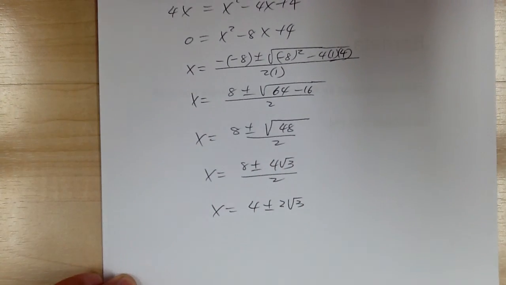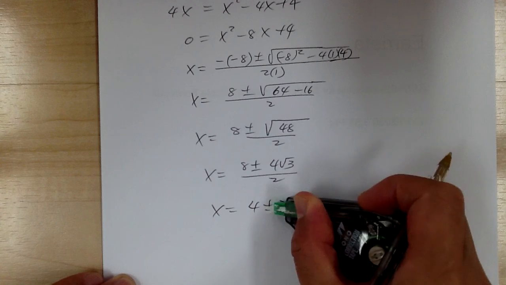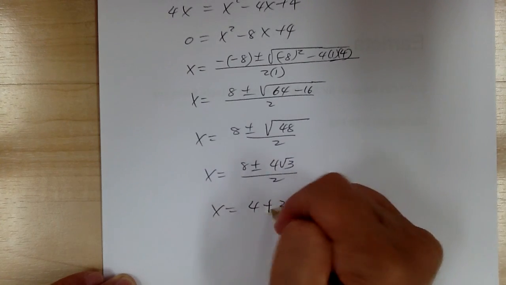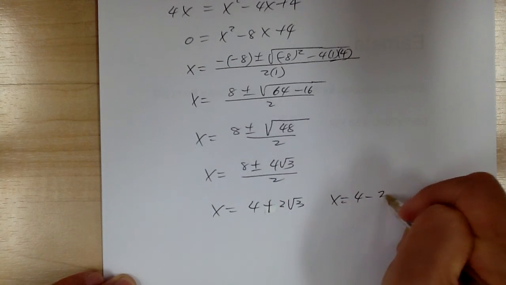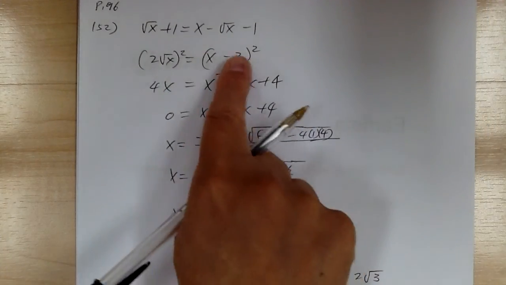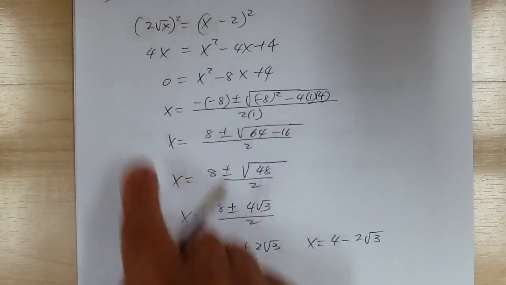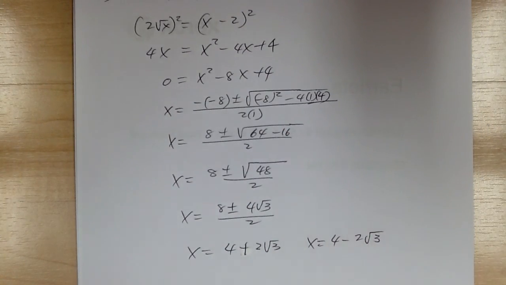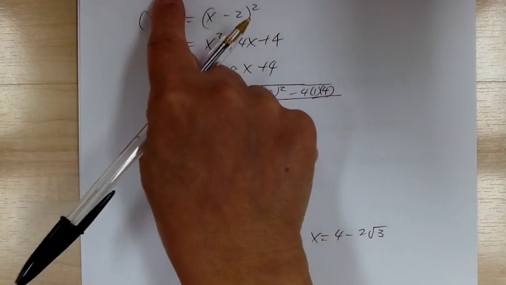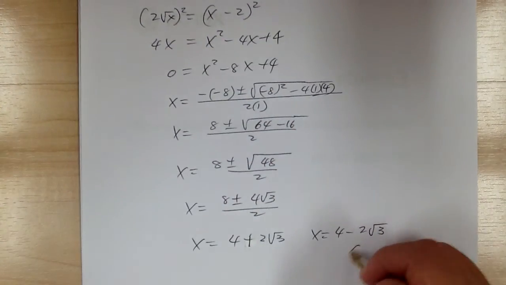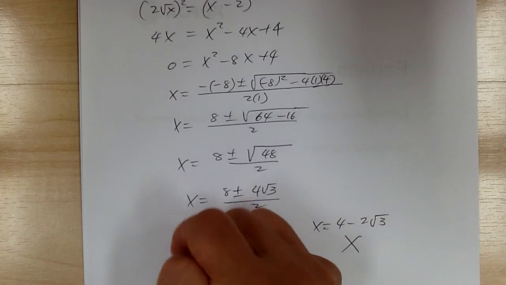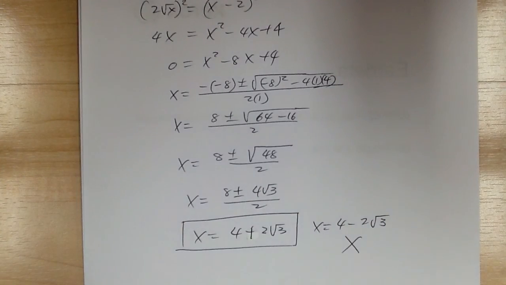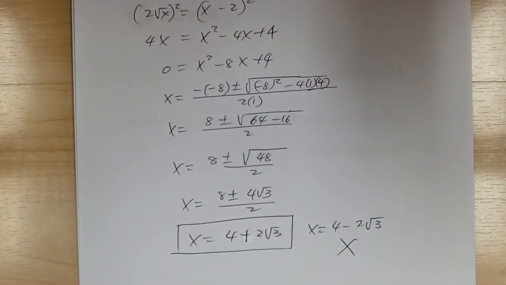I'm going to separate the plus from the minus. Now remember, whenever you square a radical equation, you need to check all your answers. If you put all the answers in here and check, this one is no good. So the only answer that's good is this one here. So remember to check your answers. Okay, let's go to 153.